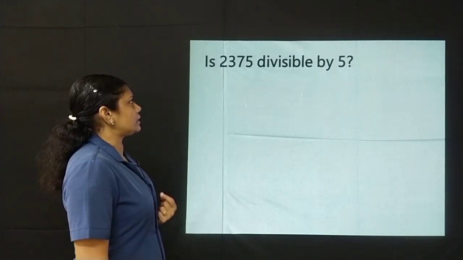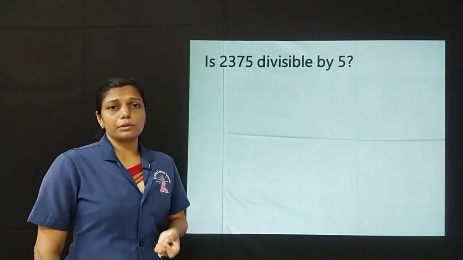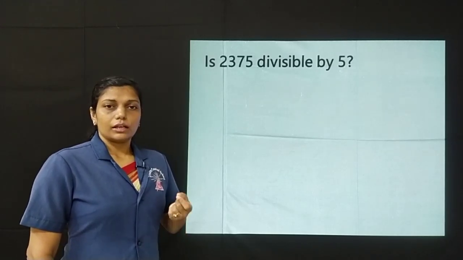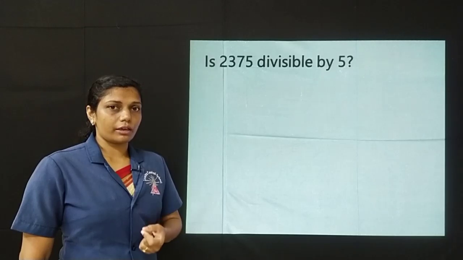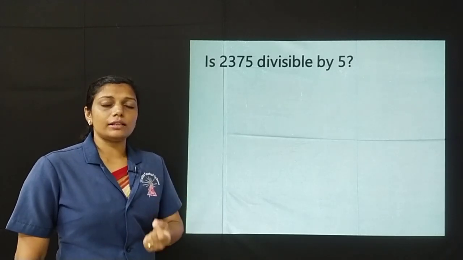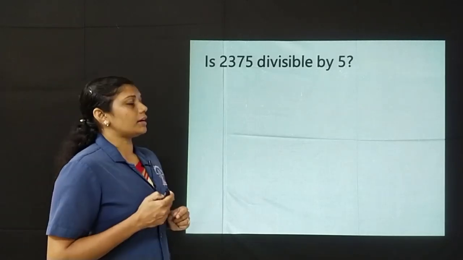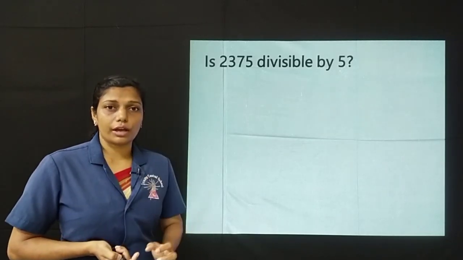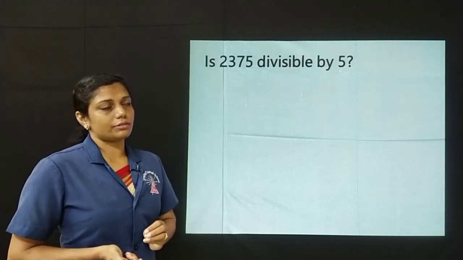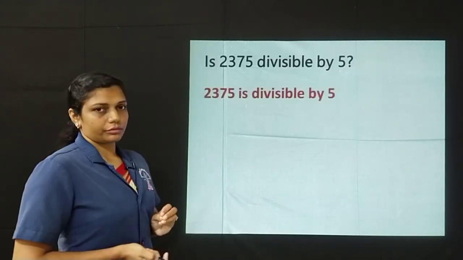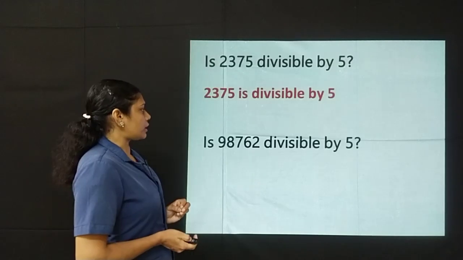Is 2375 divisible by 5? What is the divisibility test for 5? The number should end in 0 or 5. So, here 2375 ends in 5. So, the number is divisible by 5. Clear? Next one.